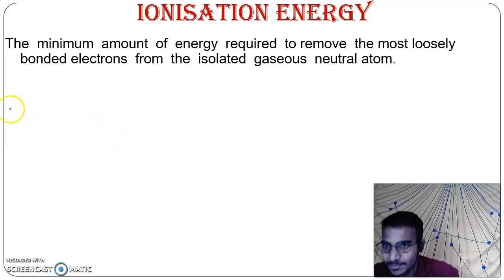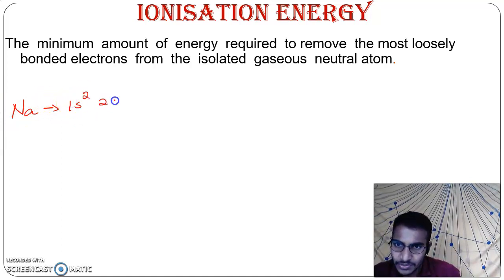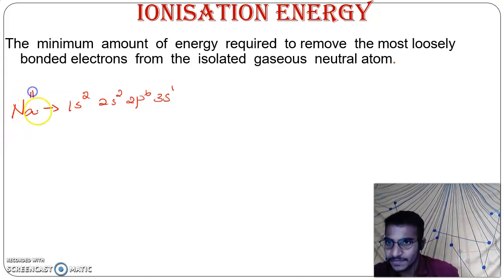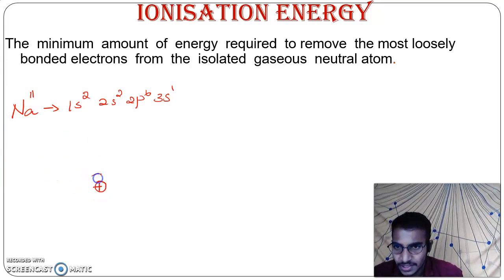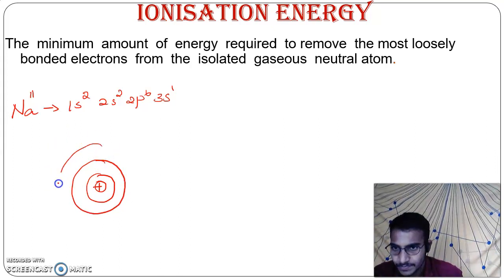So let me take an example: sodium. What's the sodium electronic configuration? 1s2, 2s2, 2p6, 3s1, because the atomic number is 11. And I'll draw the shells. Let me fill the electrons first. 1, 2.